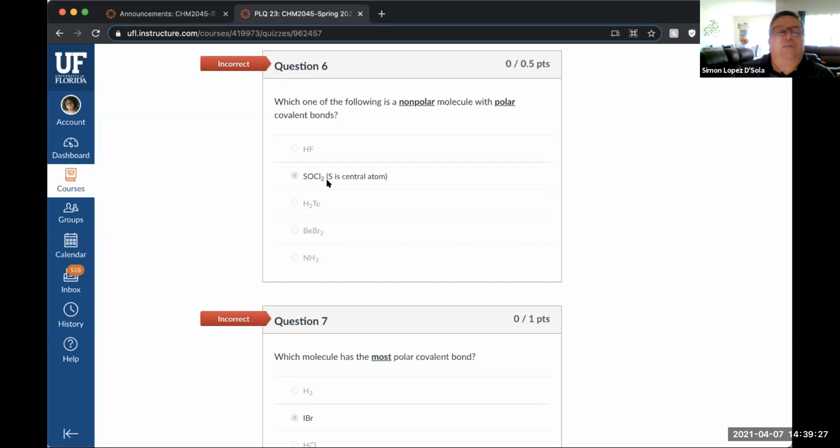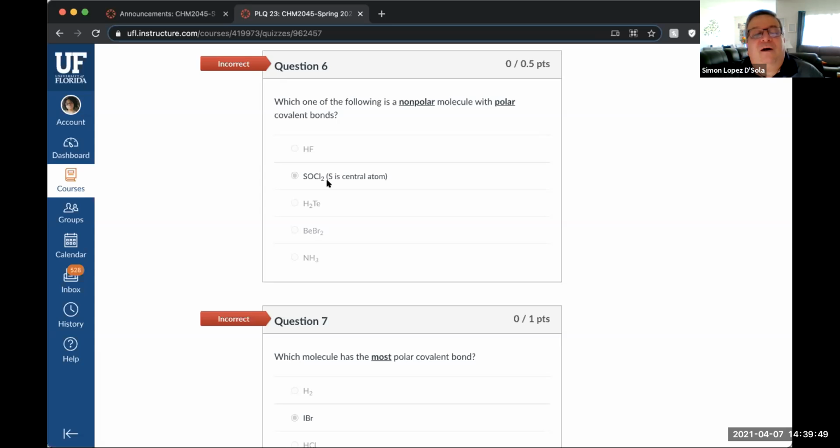For example, in the first case, rapidly, because I can tell you that very easily. In the first case, you have a linear molecule. Yes? And there is only one single bond between the hydrogen and the fluorine. But fluorine is more electronegative than hydrogen. So that is a polar bond, and the polarization vector is towards the fluorine. So that molecule is polar.